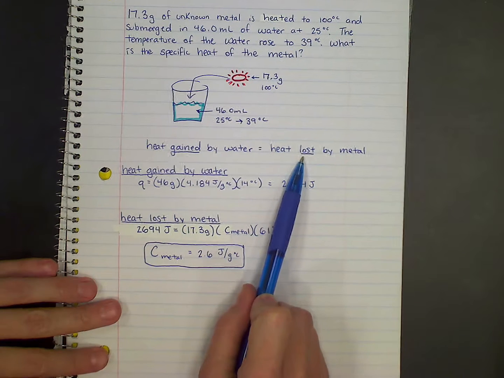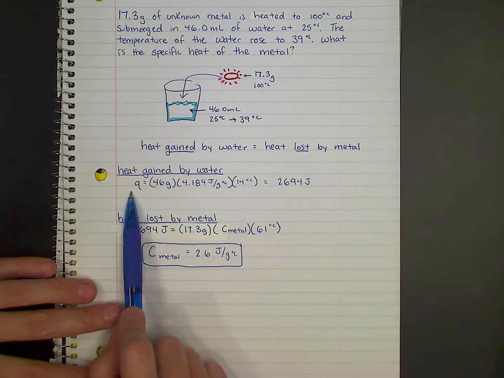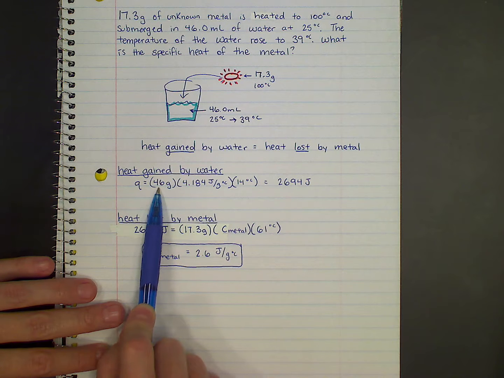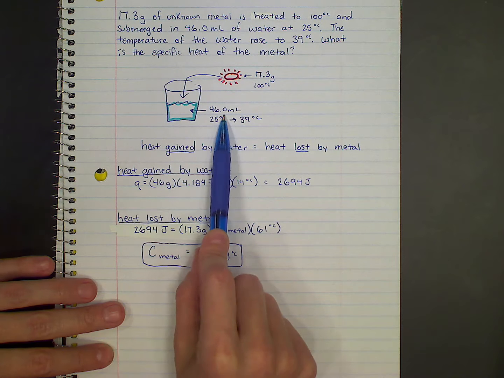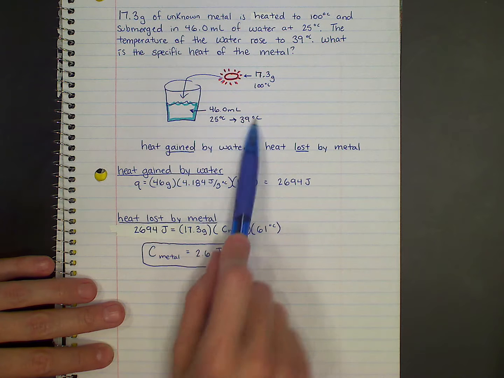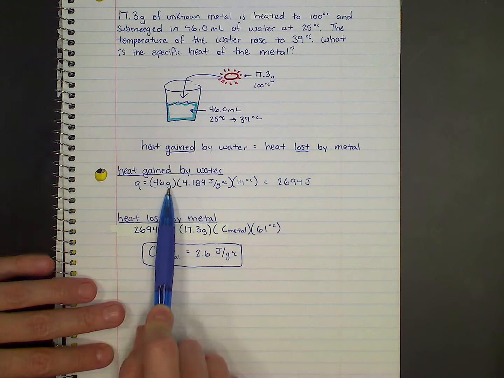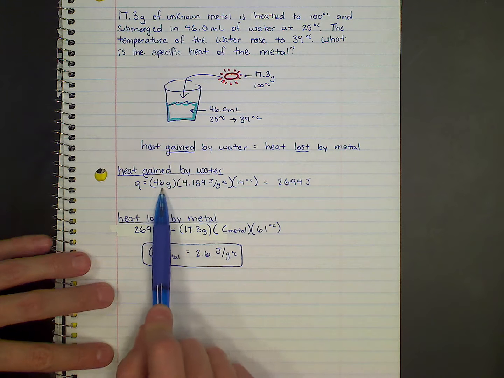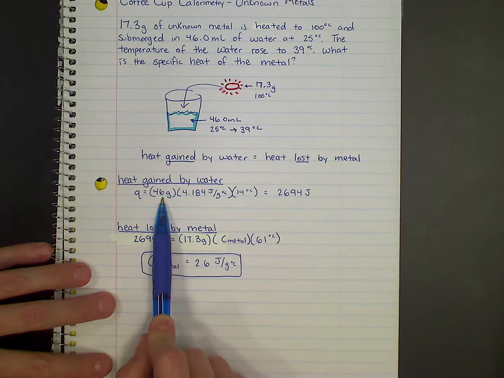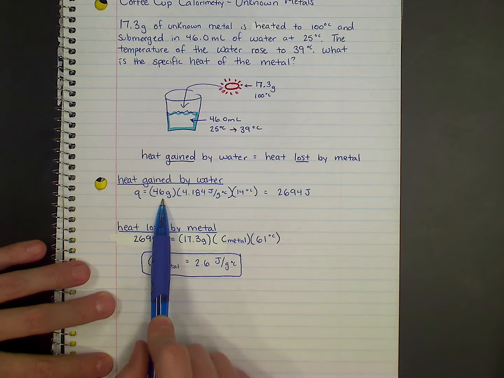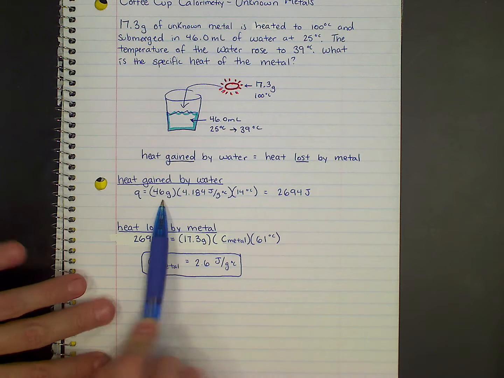So the first thing we're going to do is calculate the heat gained by the water using Q equals mcΔT. Here we're using just the weight of the water. So we had 46 milliliters of water, so that converts to 46 grams because it's 1 gram per milliliter unless otherwise stated. This is different than the previous problems that we've done where we dissolve something in the water and then we add the weight of the thing dissolved plus the weight of the water.